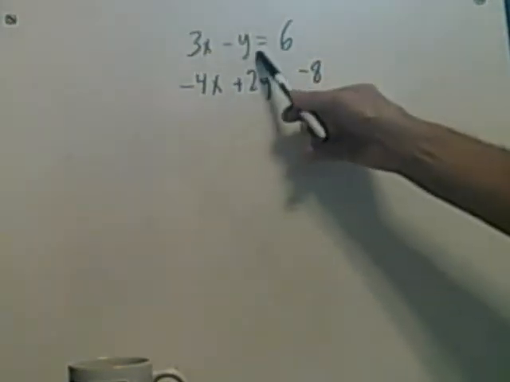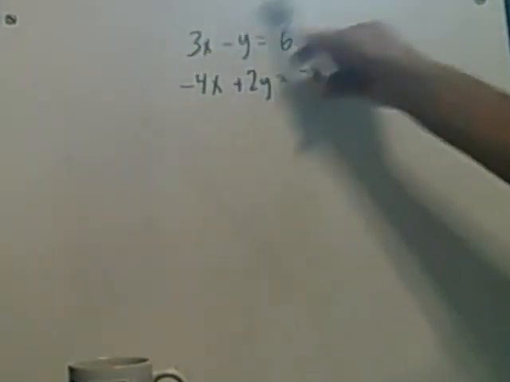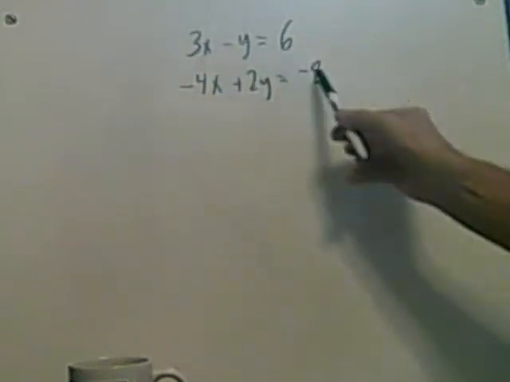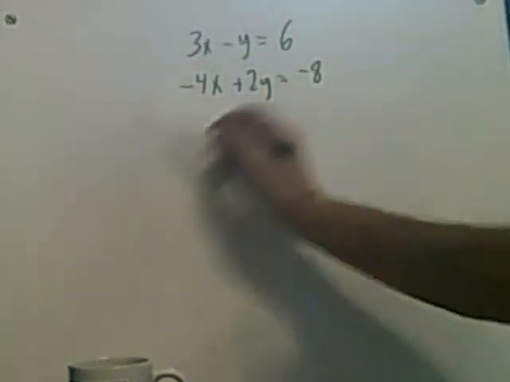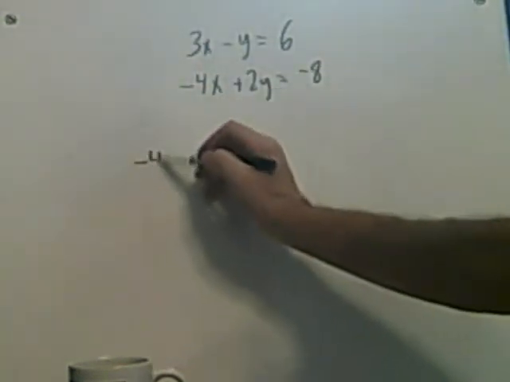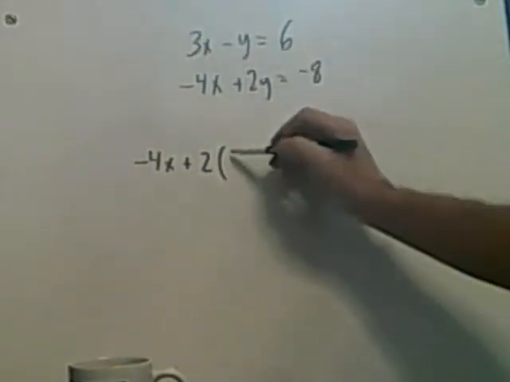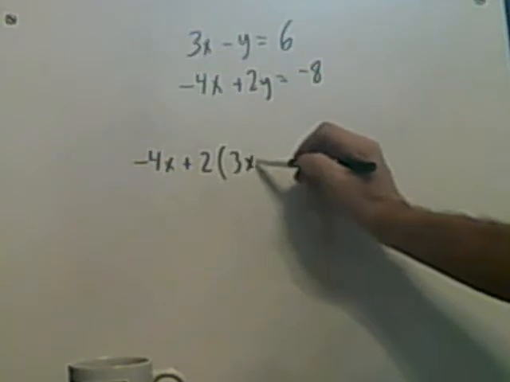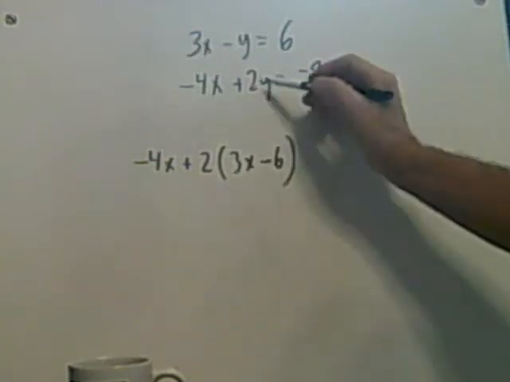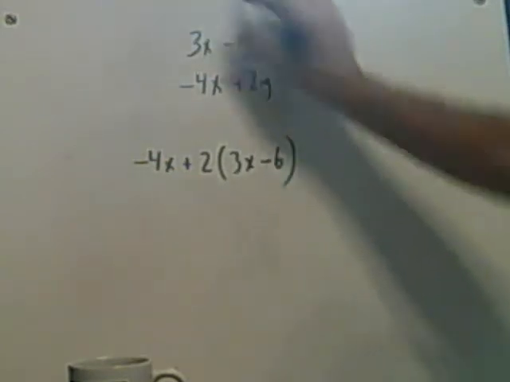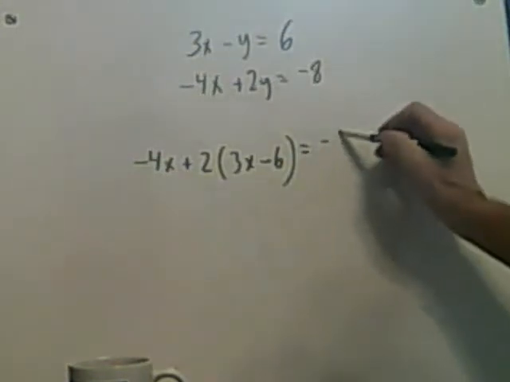So we're going to solve the first one for y. I'm moving the y over. That's going to be 3x minus 6. We're going to plug that into here. So let me just write down the modified second equation. 4x plus 2 times 3x minus 6. That's just what we got for y on the first equation. That's equal to negative 8.